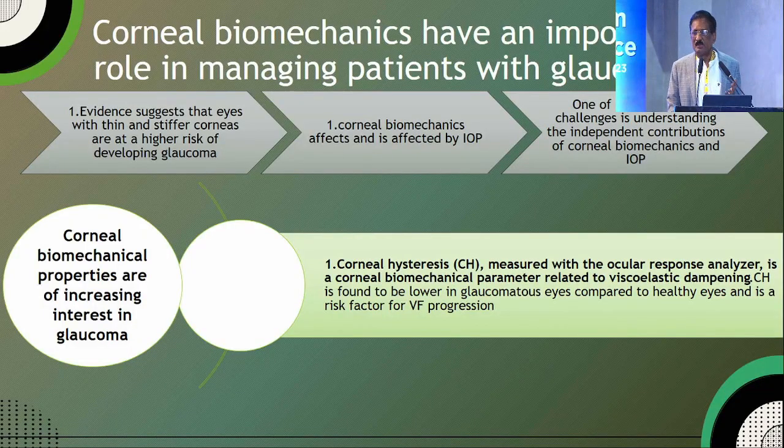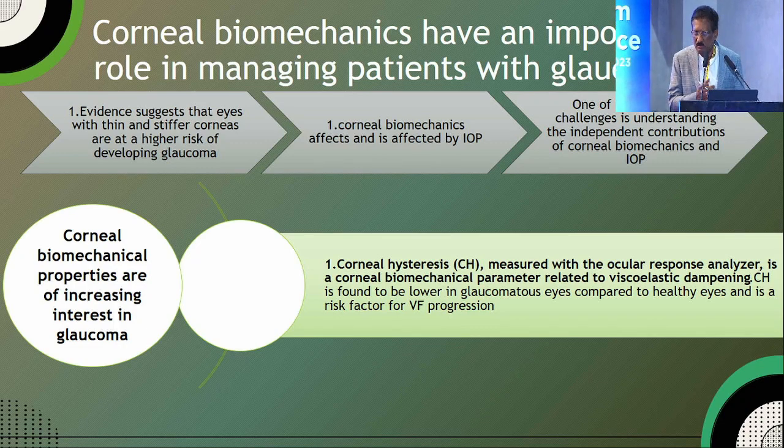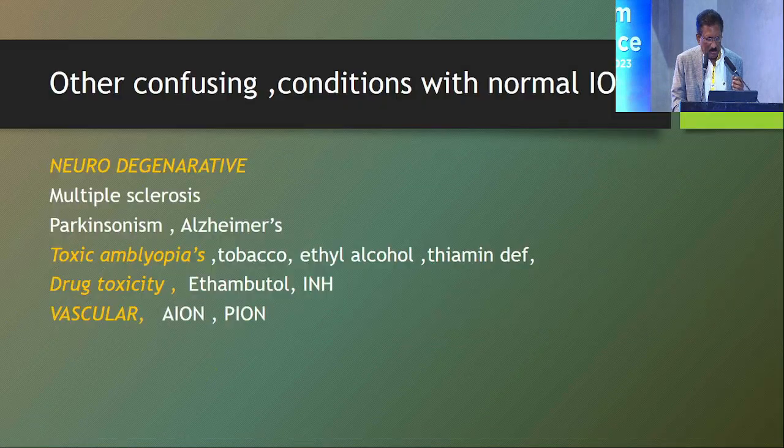So, corneal biomechanics are another important risk factor. The evidence suggests that eyes with thin, stiff corneas are at higher risk of developing glaucoma. The ocular response analyzer, which measures corneal pliability, we are not using at all, and in the future, I think it will come into the protocol in the evaluation of glaucoma. Right.